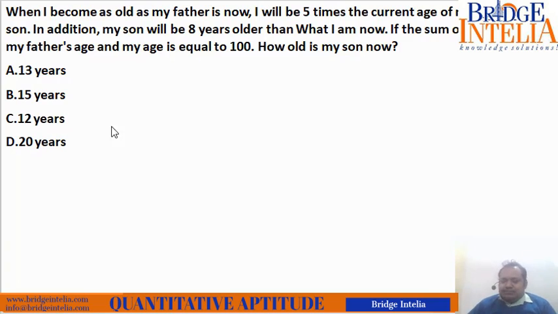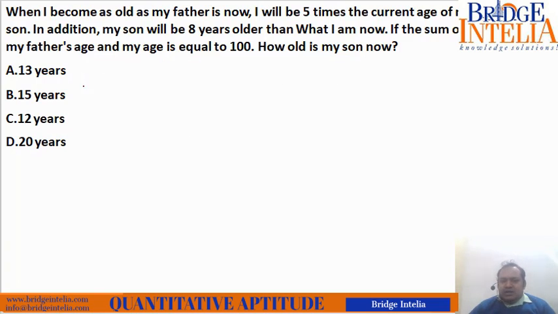Anyways, when I become as old as my father is now, I will be 5 times the current age of my son. So 3 people: the narrator, his father and his son. In addition, my son will be 8 years older than what I am now. If the sum of my father's age and my age is equal to 100, how old is my son?